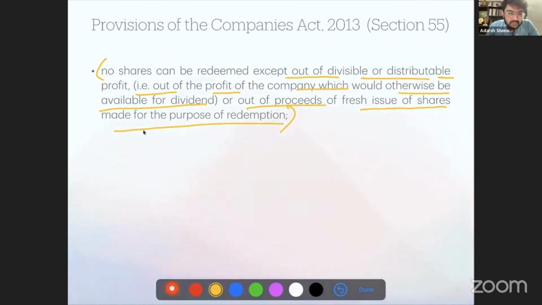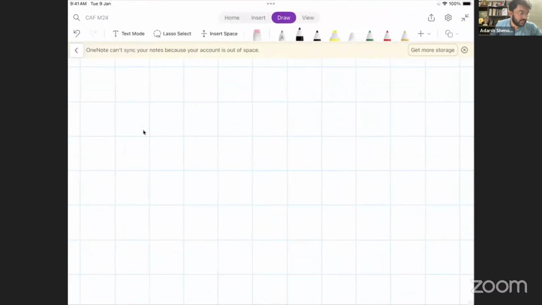No shares can be redeemed except out of divisible or distributable profits. Divisible or distributable profits means what? Out of the profits which the company would otherwise be available for dividends. So profits which will be available for dividends, or proceeds of fresh issue of shares made for the purpose of redemption. This is what they are saying. Now let's understand why are they saying this first, and then we will understand what are they saying. So first, why is that sentence there, and what is the significance of it?